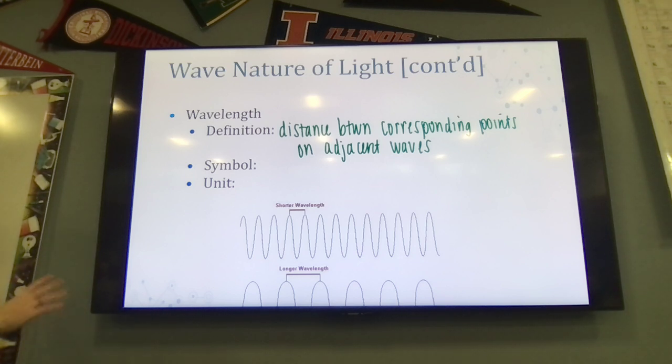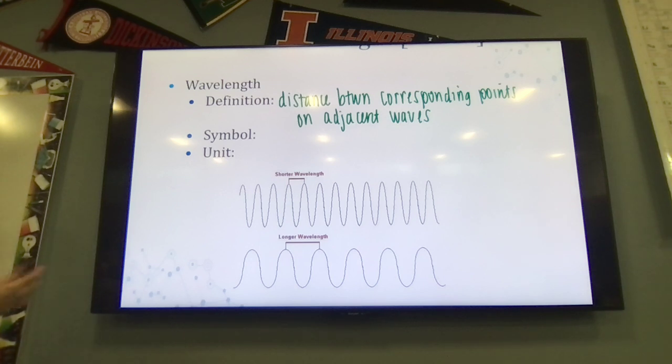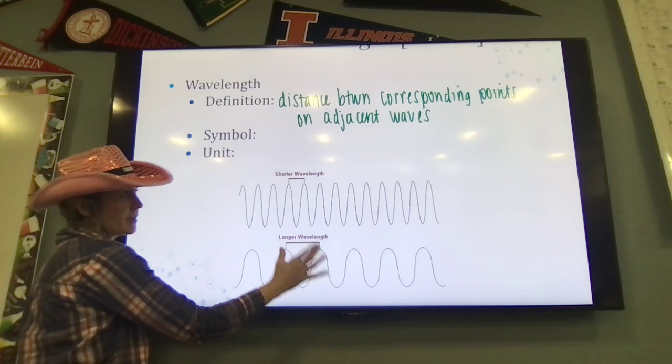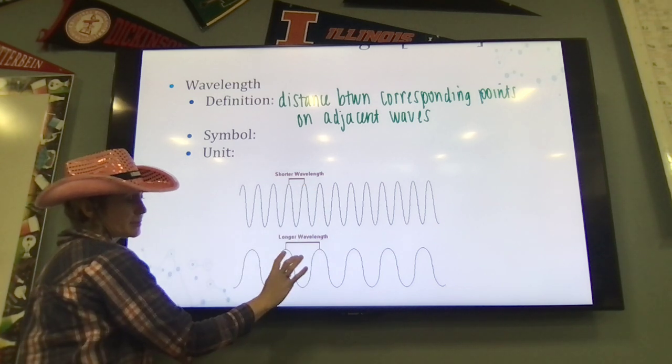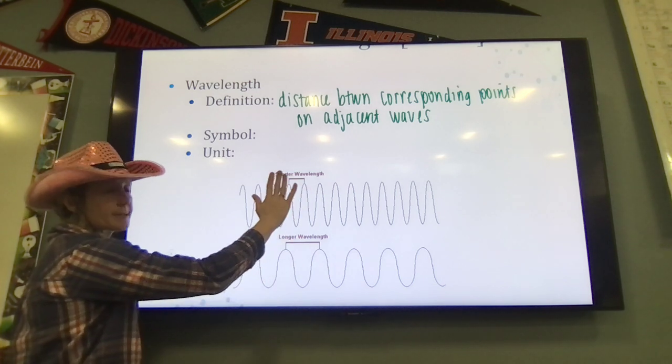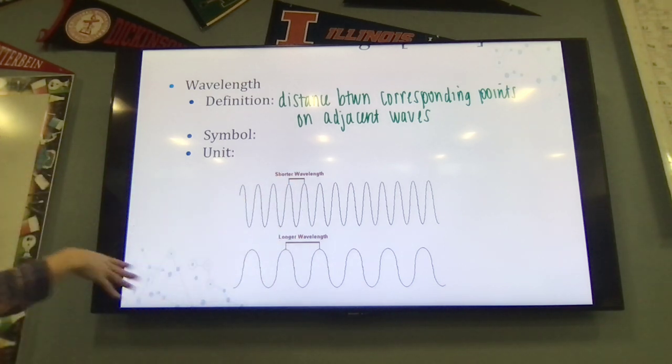So here in the picture, all right, you've got two different waves. So wavelength is just the top to the top, top to the top. This picture is short, this picture is longer. That's all they're showing you. And you can measure that distance, okay? It is a length, so the unit will be meters, so M.